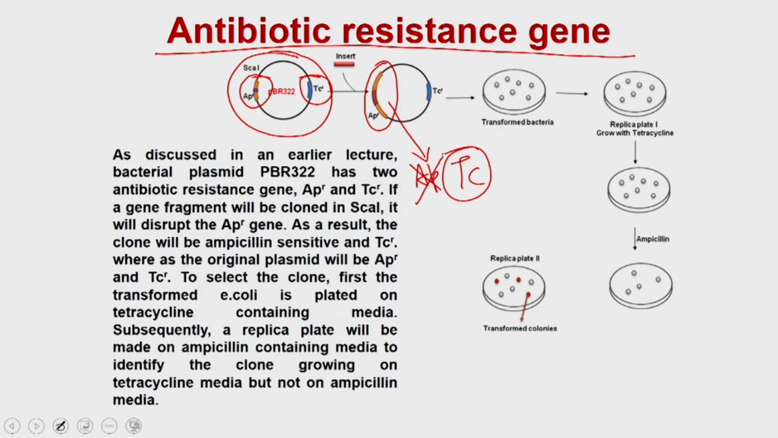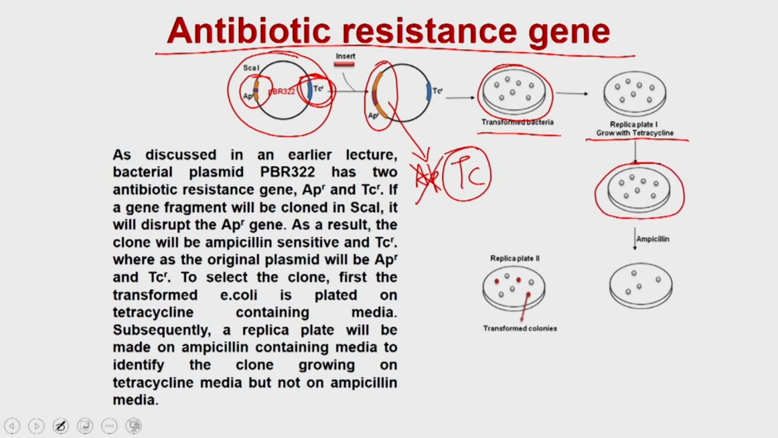So, once you transform this into bacteria, you are going to get the colonies. Now, what you have to do is make a replica of these colonies and grow them onto the tetracycline. All the bacteria will grow whether your insert is present or not, because the tetracycline gene is intact in both conditions, whether the vector has the insert or not. So, these are the colonies which are actually tetracycline resistant.